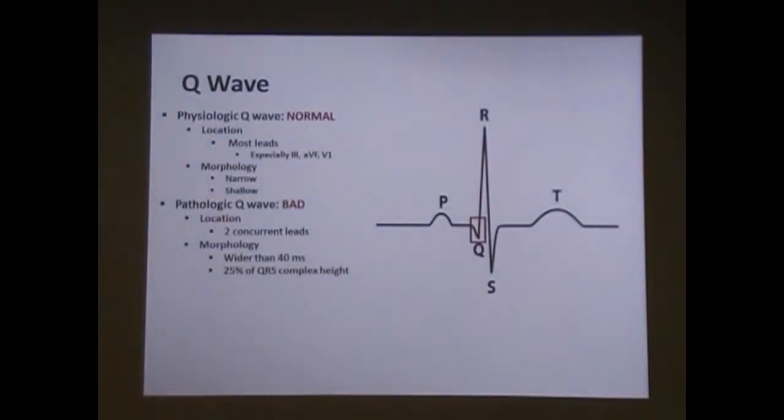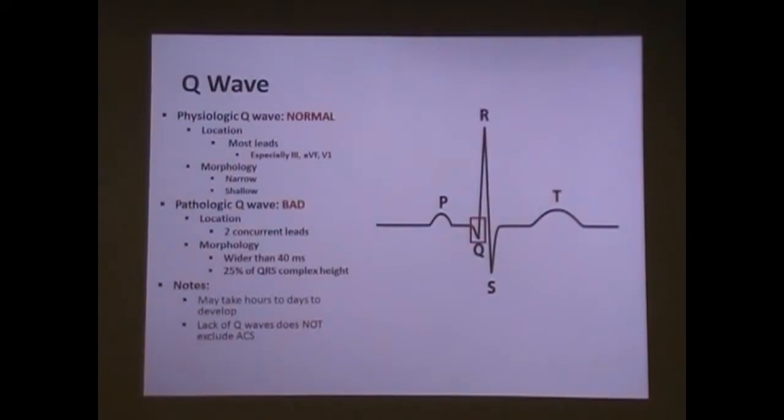Concurrent leads, for example, 2 and 3, and then it's wider than 40 milliseconds, and it's greater. Now there's some debate. I had one of my cardiologists look over this. The textbooks are saying 1/3 of the QRS complex. He was really saying it's 25%. So if you go 25% to 1/3 of the QRS complex, who knows? Their textbooks in reality don't always mesh. But if you see something wide and deep, then you know that you probably have a pathological Q wave.